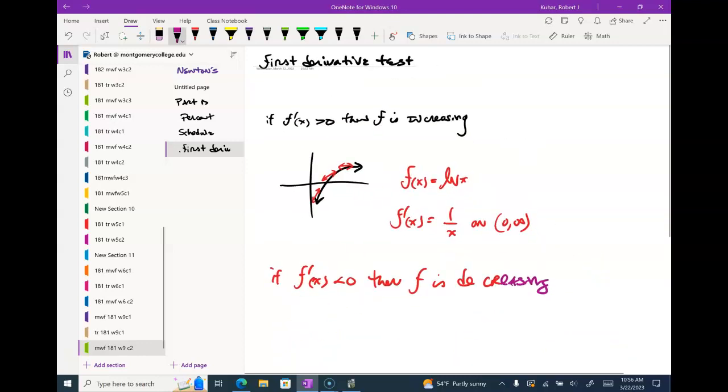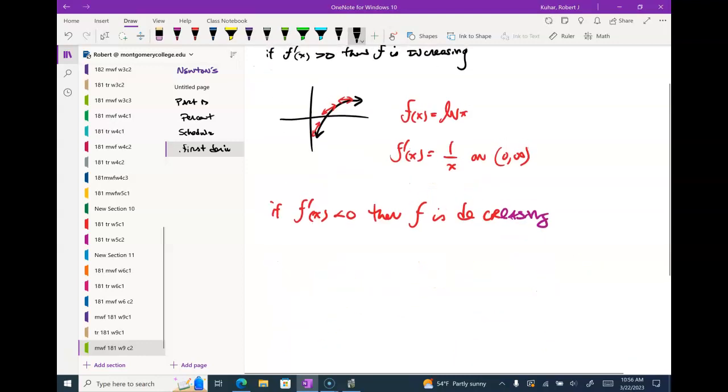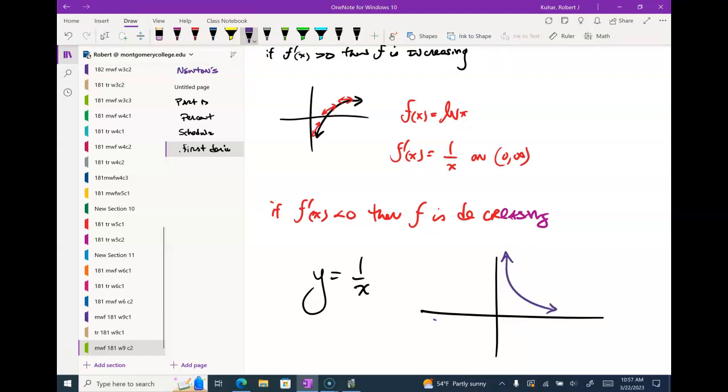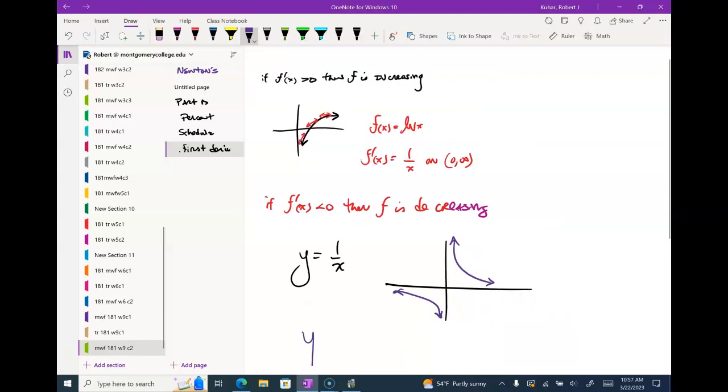So give me a function that's always decreasing. How about 1 over x? y equals 1 over x is always decreasing. Do you agree? This part decreasing for sure, this part decreasing. Always reading left to right, yes? And what's my derivative here? Negative 1 over x squared, right? And look at that, x squared is always positive, so that negative out front means this derivative is always negative. When the derivative is negative, we know the function is always decreasing.